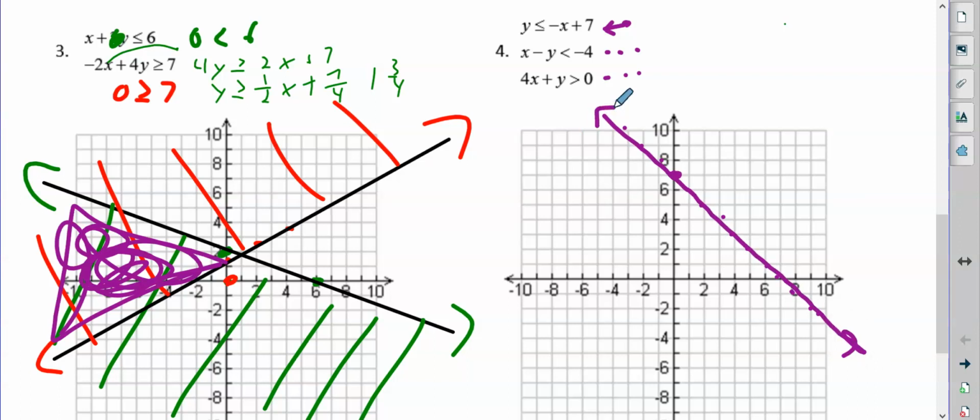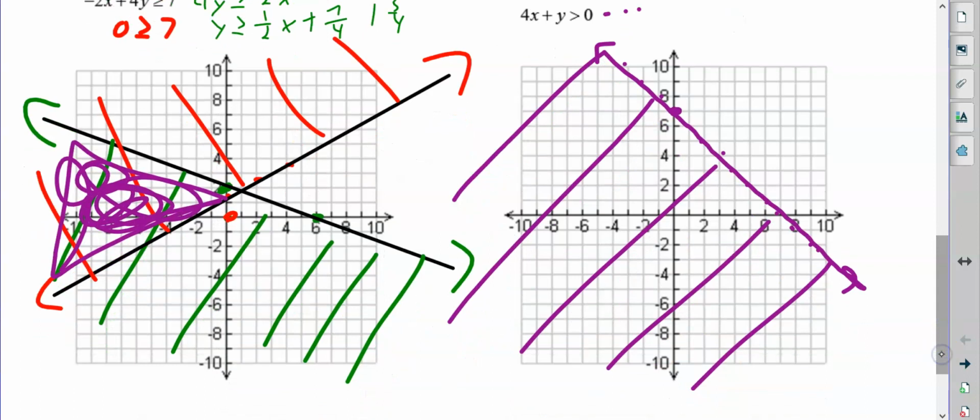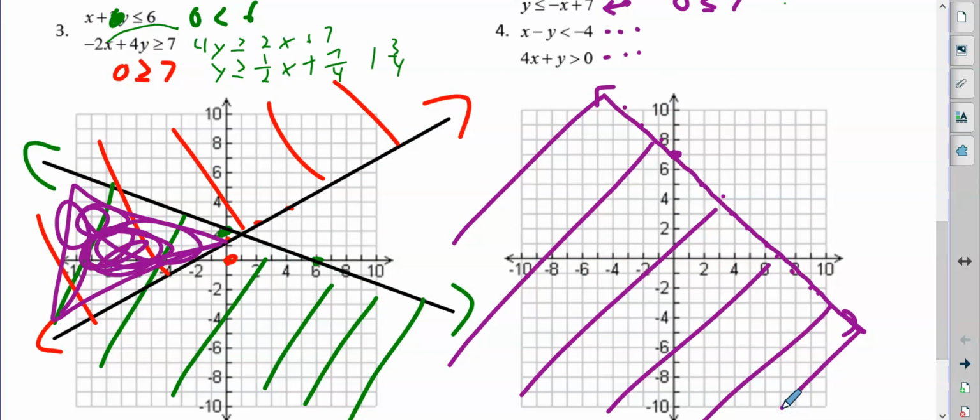And I'm going to test 0, 0. So if I plug in 0 for y, less than or equal to 0 plus 7 is 7. 0 is less than 7. That is true. Okay. So there we go. That's good enough right there. If I want to do one more, cool.